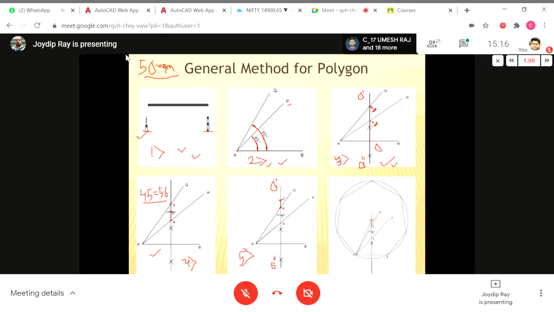Okay, and placing your compass at point number 7, that means 7 is your center, and the radius is 7 to A. Draw a circle. Means 5 to 6 equals 6 to 7. 4 to 5 equals 5 to 6 equals 6 to 7. Clear?